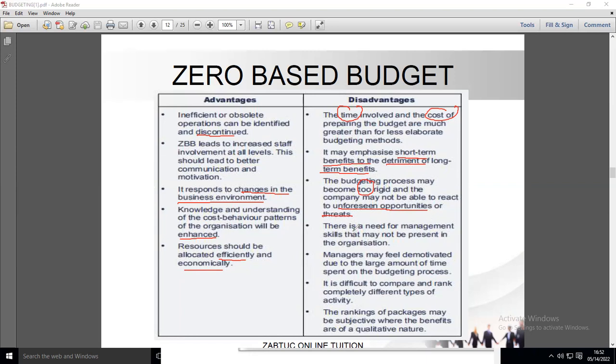There's a need for management skills that may not be present in the organization, such as building up of packages and ranking of packages. Managers may feel demotivated due to the large amount of time spent on the budgeting process. It is difficult to compare and rank completely different types of activity. In zero-based budgeting we come up with packages and we rank them. Now the ranking will not be easy. The rankings of packages may be subjective where the benefits are of a qualitative nature.